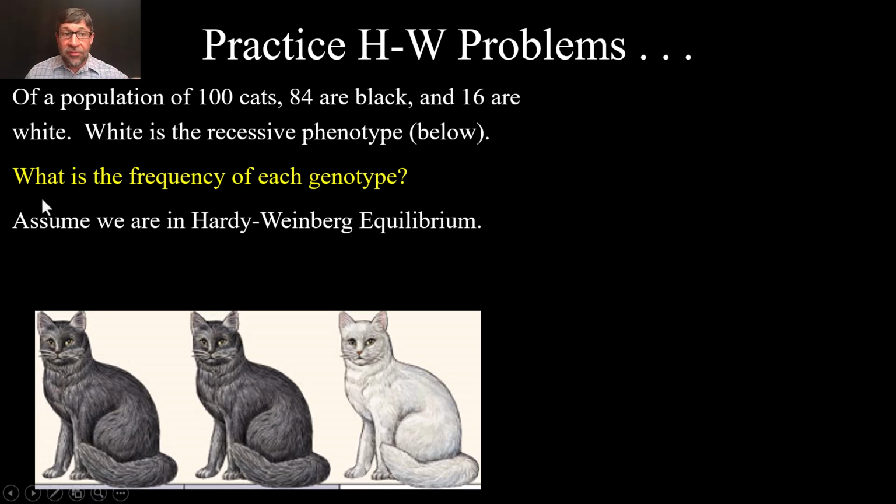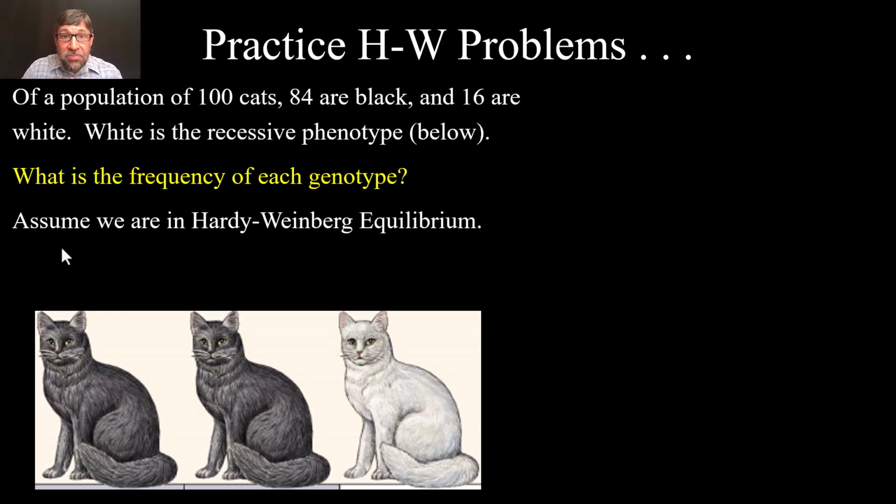And then in yellow, I've highlighted what is the frequency of each genotype. So that is the question itself. It wants genotype frequencies. And then it says, assume we are in Hardy-Weinberg equilibrium. You're always going to see that caveat attached to every single problem. And as we'll soon discover, never are we in Hardy-Weinberg equilibrium. But let's set that aside for right now.